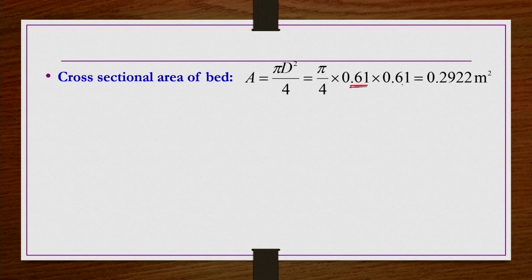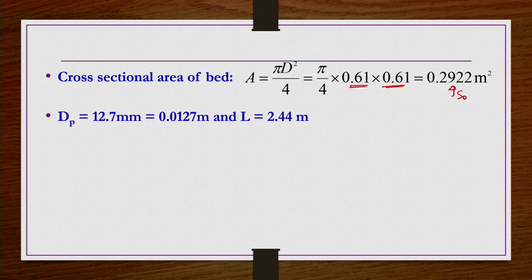Here d is the column diameter. I am not writing dp, it is not the particle diameter; it is for the bed, the column that has been taken for packing, and that column diameter is 0.61 meters. So, it has a cross sectional area of 0.2922 meter square. It can be written as S naught also, because in our derivation we have represented it as S naught.